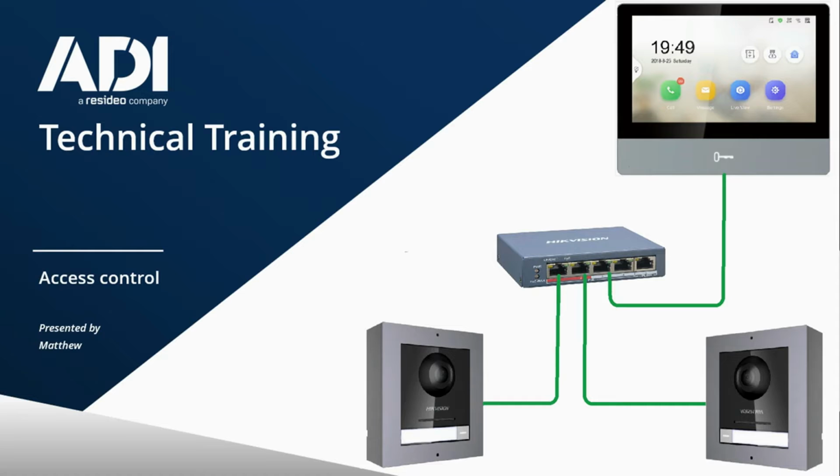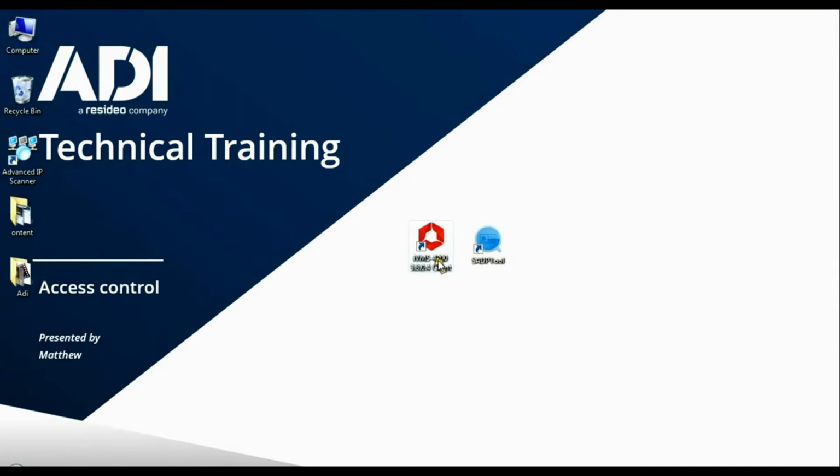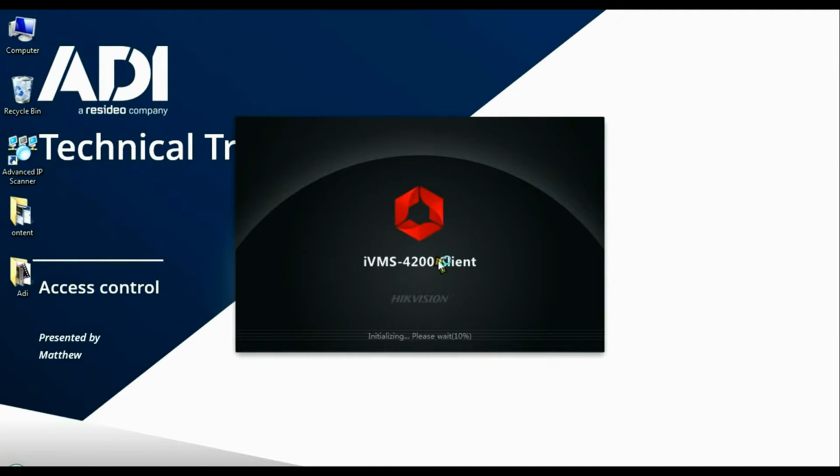In addition to the hardware, you're going to need some software. You're going to need IVMS 4200 and SADP, both available from the HikVision website, and you're going to need a laptop to program this up. And now let's open IVMS. If this is the first time using IVMS, it asks you to set a username and a password. It gives you a prompt.